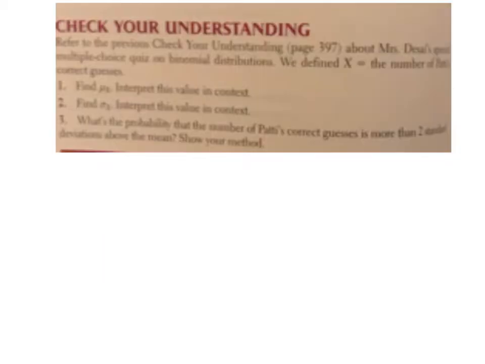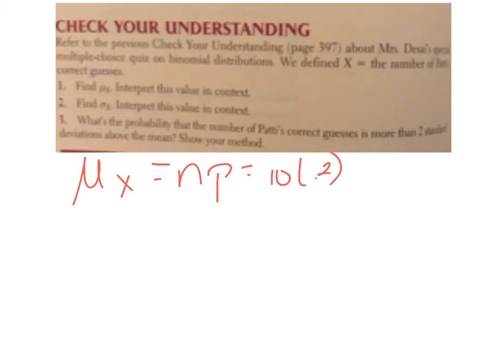Okay, so back to our special quiz here. Finding the mean of x and interpreting that value in context: remember, it's the number of trials times the probability. There were 10 trials times the probability of 0.2, which gives me 2. So in context, that tells me that the average number of correct answers is 2.